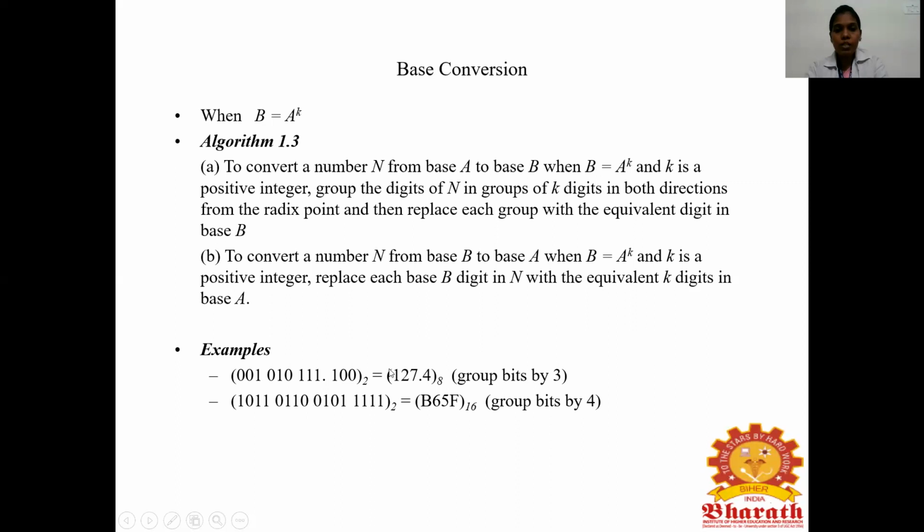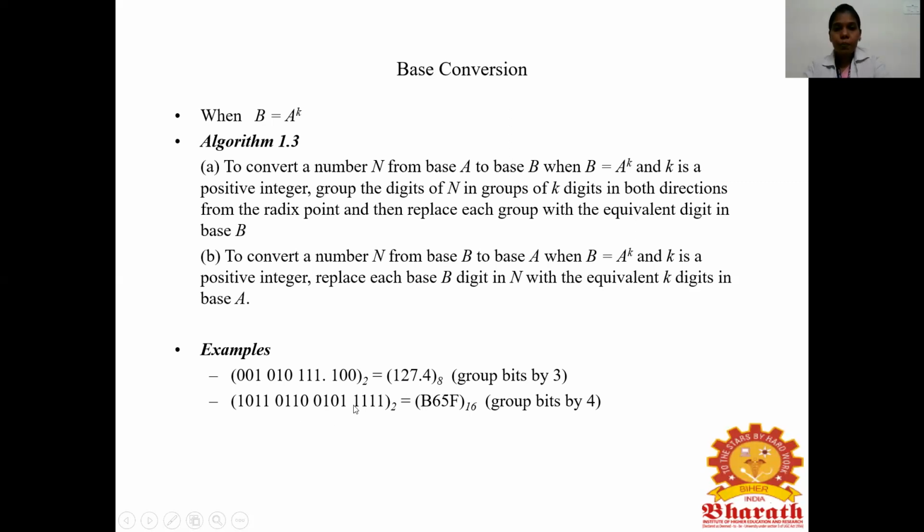So what is its equivalent? 100 is nothing but 4. 111 is 7, so we write 7 here. 010 is 2, and then 001 is 1. So we get 127.4 to the base 8.